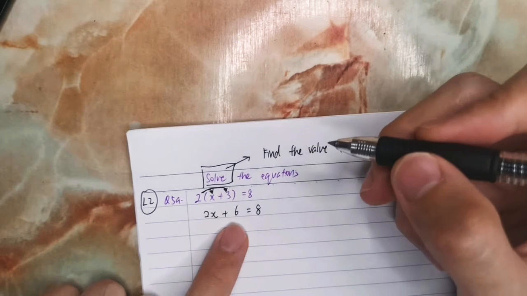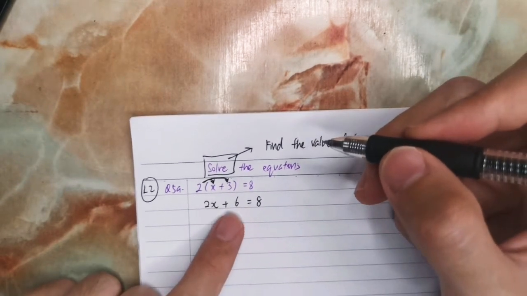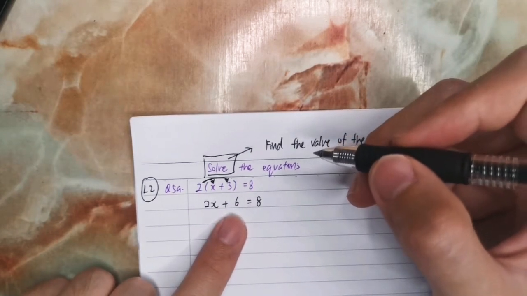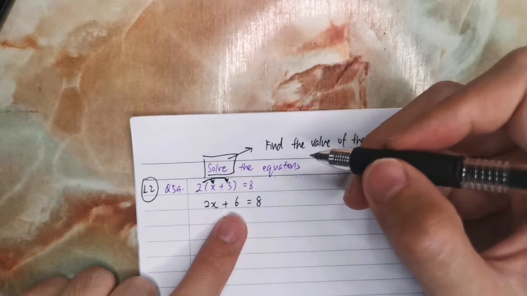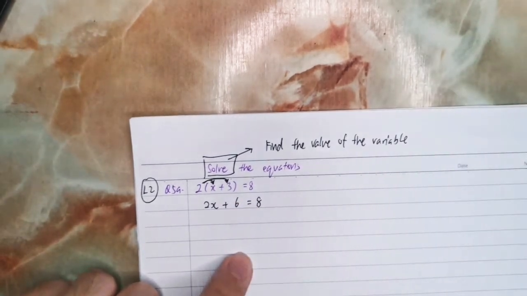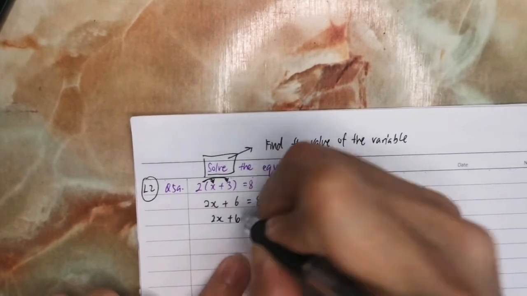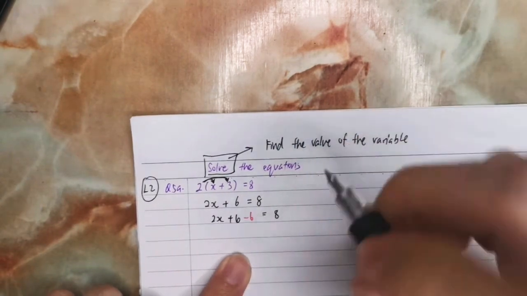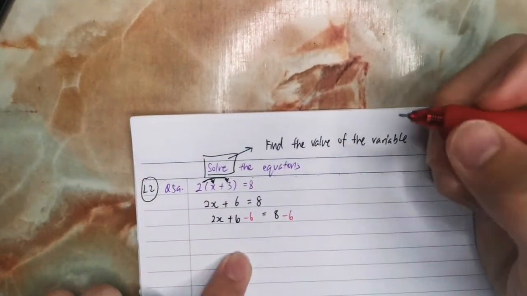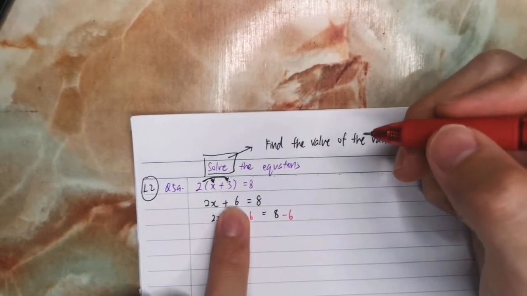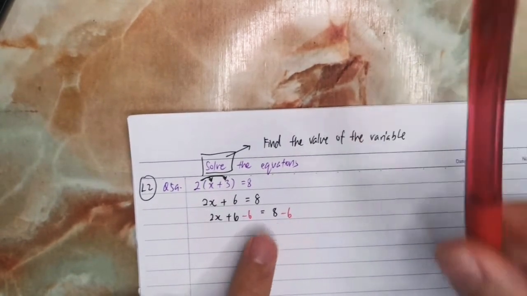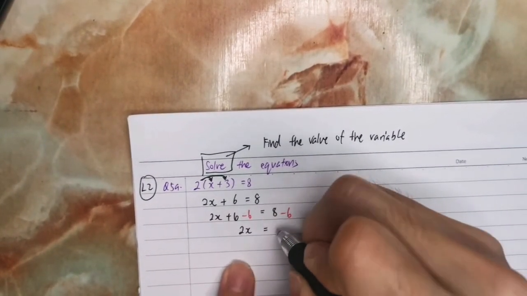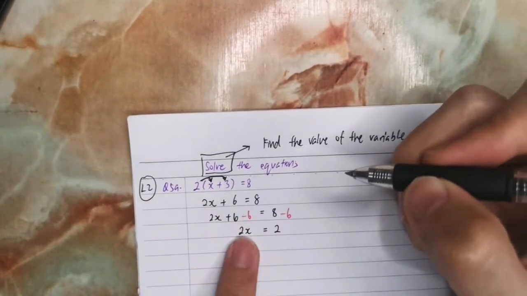So now, I have a 6 over here. And in order to find out what x is, I must remove the 6 away first. So how do I remove the 6 away? I need to minus 6. So 2x plus 6 minus 6 equals 8 minus 6. When I minus 6 on one side to remove the 6, I must minus 6 on the other side as well. So 2x equals 8 minus 6, which is 2. So now I got 2x equals 2.